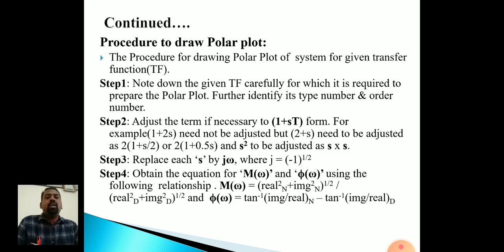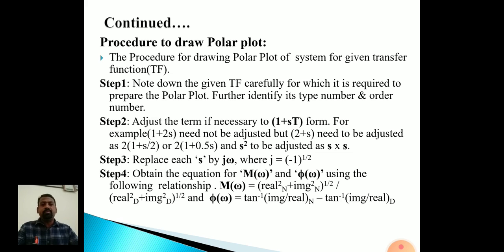Coming to step number 3: replace each s by j omega, where j is the square root of minus 1, or minus 1 to the power 1 by 2, that is the imaginary variable or parameter. So replace the s term by j omega in the third step.